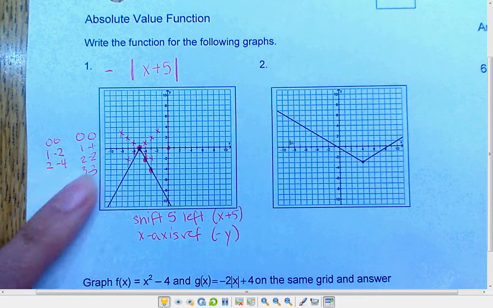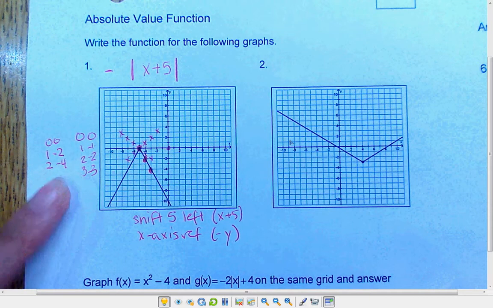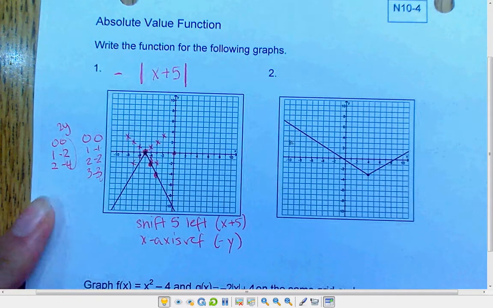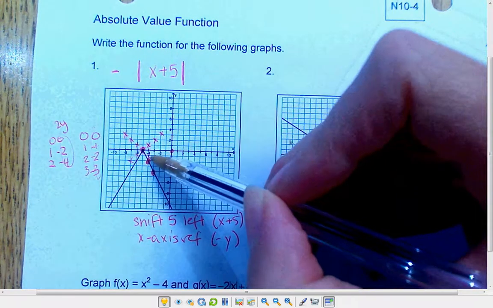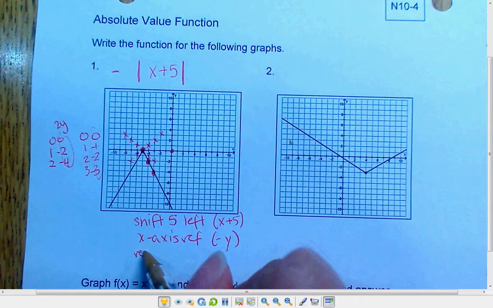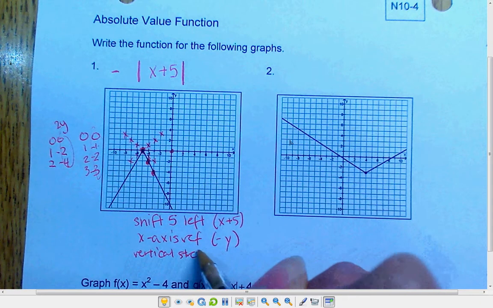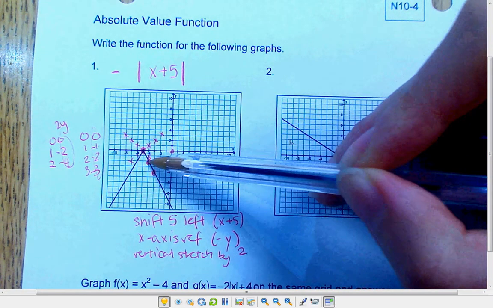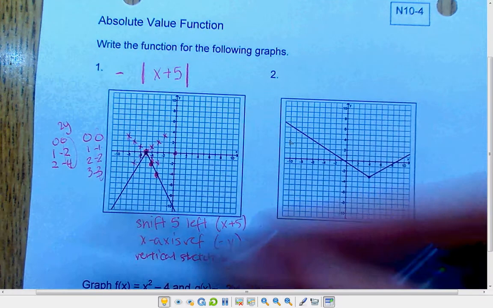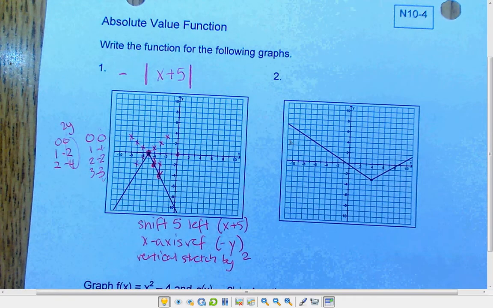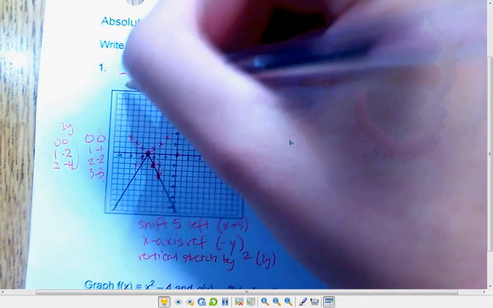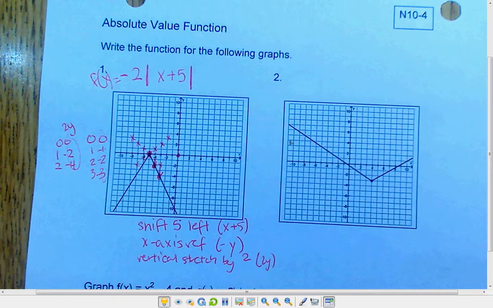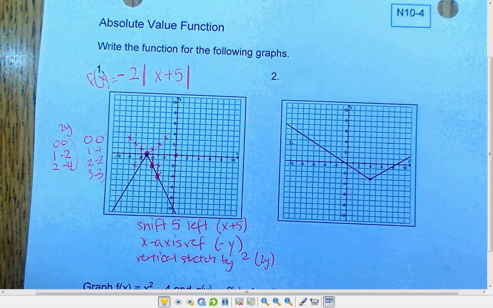Look at what's happened to your points from your original to this one. My x's have stayed the same. My y's have been multiplied by 2. You can also kind of tell from the graph: if your y's have been multiplied by 2, it's a vertical stretch by 2. Before, your y was at 1, now it's at 2. Before this y was at 2, now it's at 4. So it's a vertical stretch in this direction. If it's a vertical stretch by 2, that means your y has been multiplied by 2, so we want a 2 on the outside of my absolute value. And so this is f of x equals negative 2 absolute value of x plus 5.